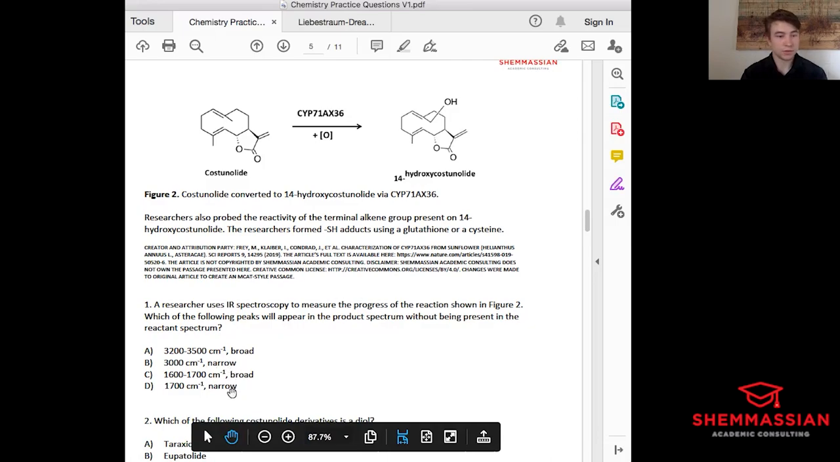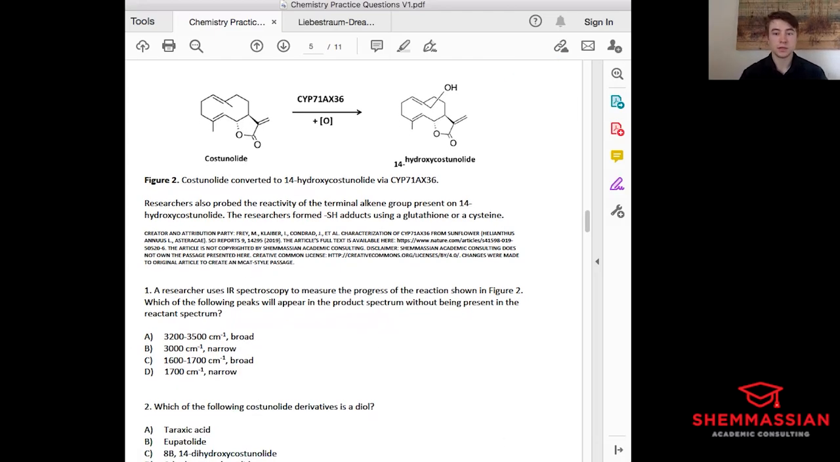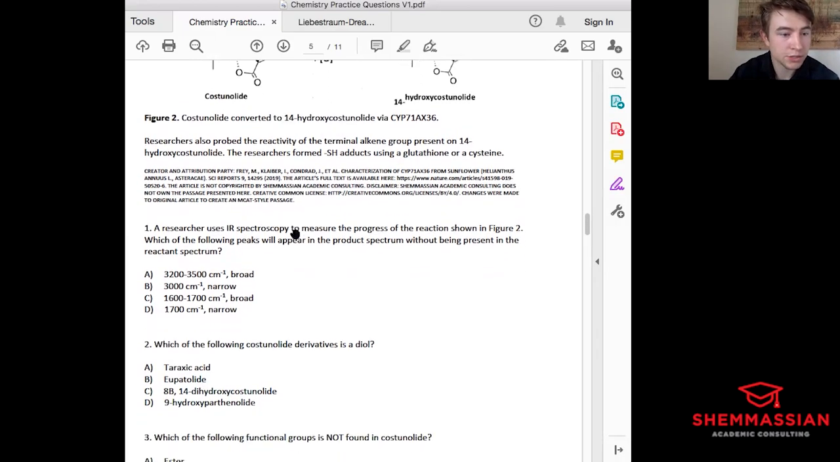And I don't know too much about the narrow or broads, but I know C and D are probably referring to a C double bonded to an O, the stretch of that bond, and that's present in both of these. So I can eliminate that. So my answer choice is going to be A for this one. Okay, let's go to number two.